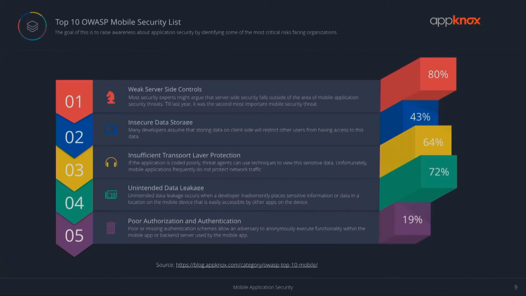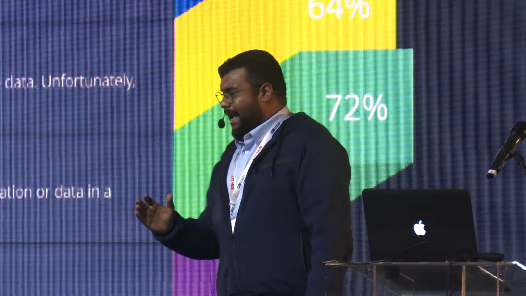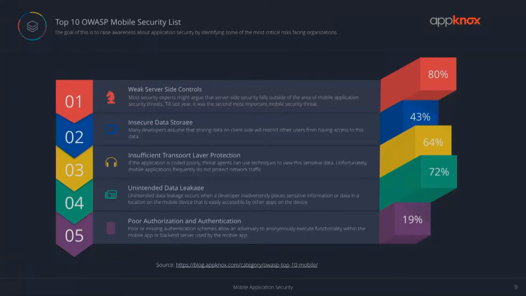So at AppNox, we have scanned more than 500,000 applications. We keep scanning the whole Play Store. We have lots of clients whose applications we do scan. And these are the results for July 2019, this year. So these are the top 5 of the top 10 OWASP mobile list category.